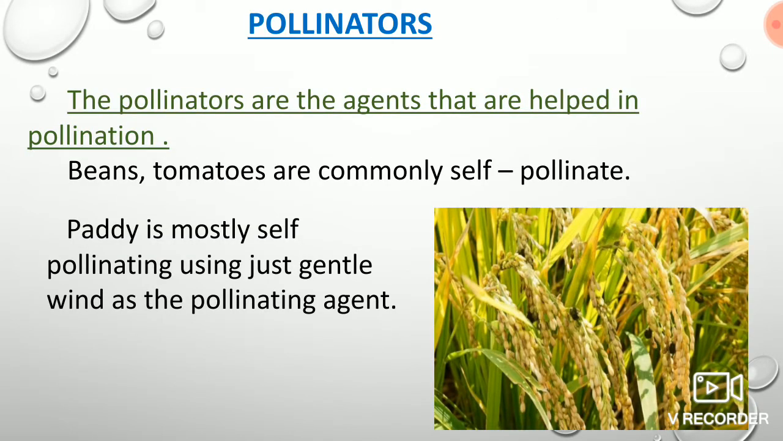Pollinators. The pollinators are the agents that help in pollination. Beans and tomatoes are commonly self-pollinating plants. Paddy is mostly self-pollinating, using just a gentle wind as the pollinating agent.